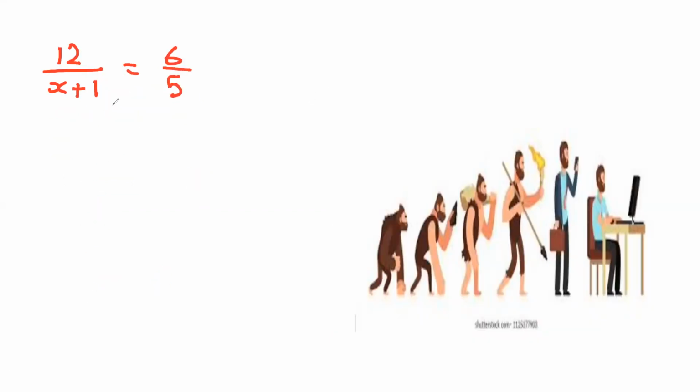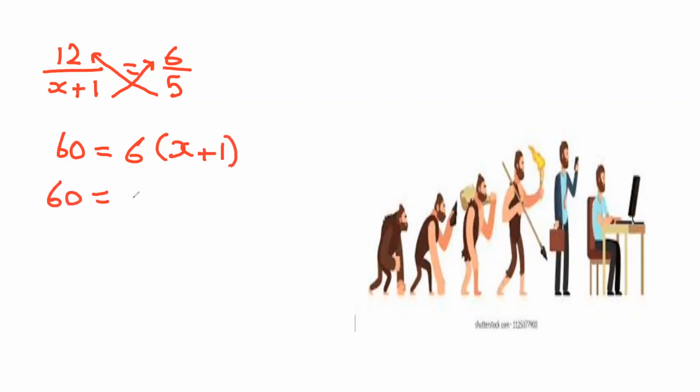So let's do this one with the caveman method of doing things. So cross multiplying, this crosses this way and this crosses this way. Remember, 5 times 12 is going to be 60. And when the x plus 1 crosses, you're going to have 6, and then you're going to have the x plus 1 inside the bracket like this. And now you go 60 equals 6x plus 6, because you distribute the 6 in both here and there.